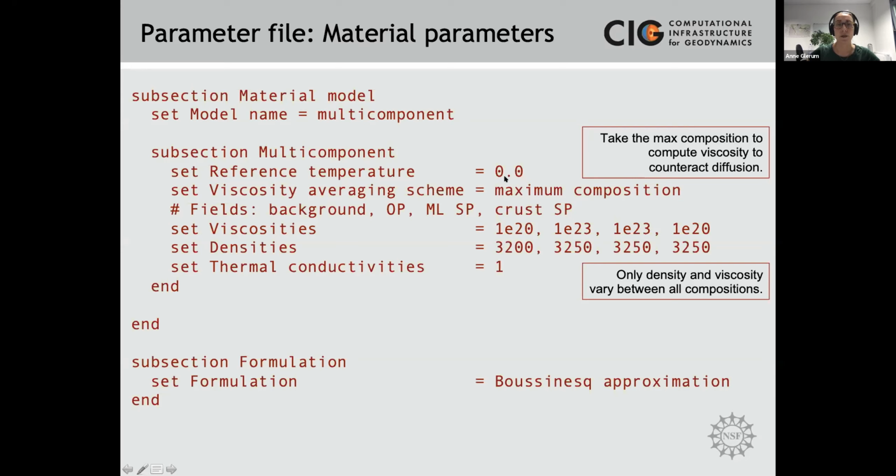And in this case, only the viscosity and the density vary between the fields. And because we set the reference temperature to 0, which is temperature everywhere, the density is fixed at these values that we give here, the reference values. Then for the viscosity averaging scheme, we take the maximum composition, and this helps when the thin weak zone starts diffusing away, but we really need it. We need its low viscosity to decouple the 2 plates. So let's say we make it the dominant viscosity inside the weak zone.